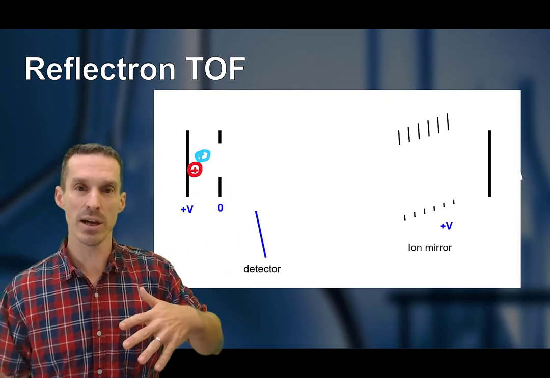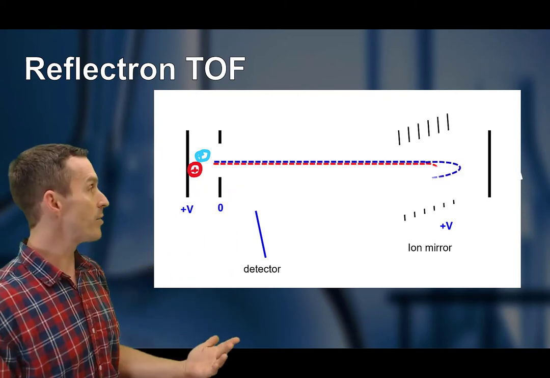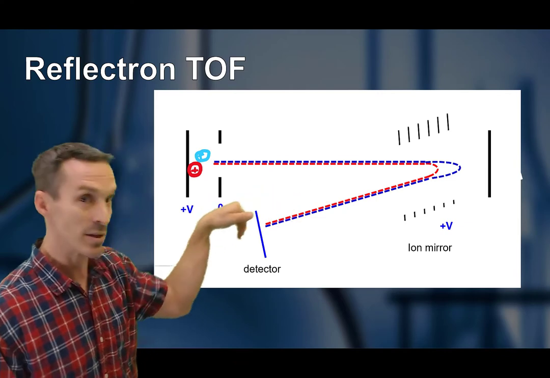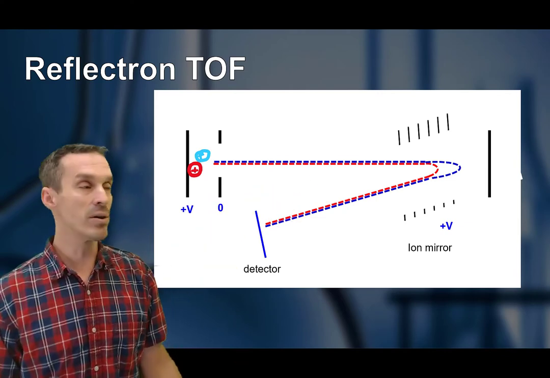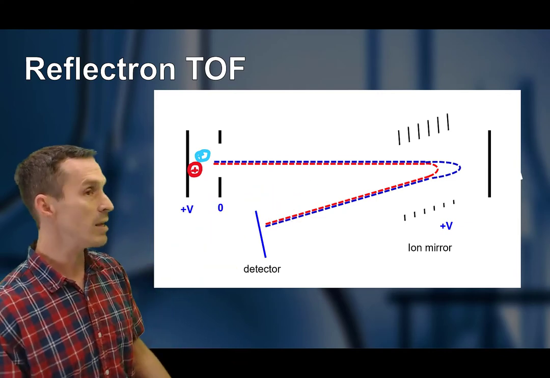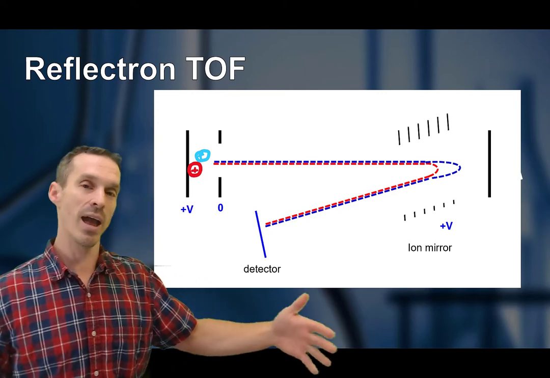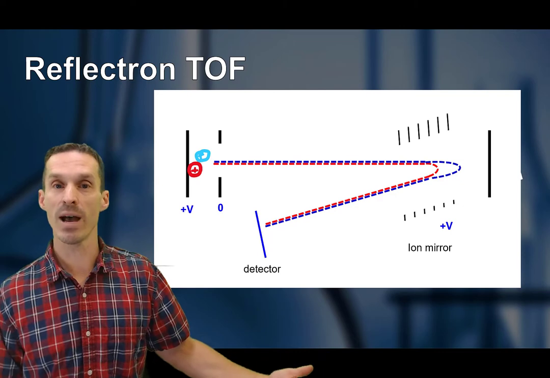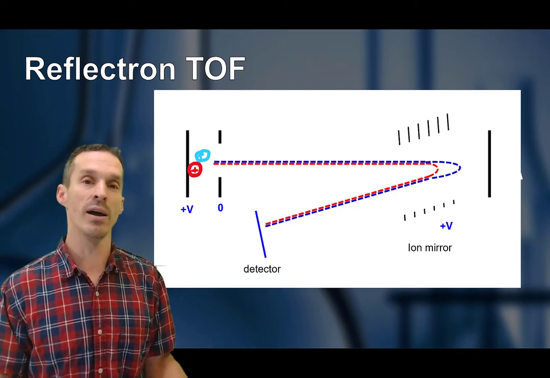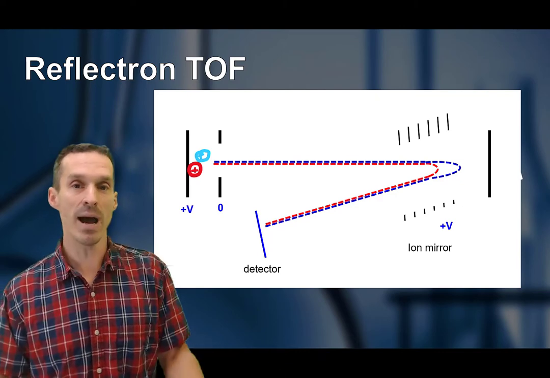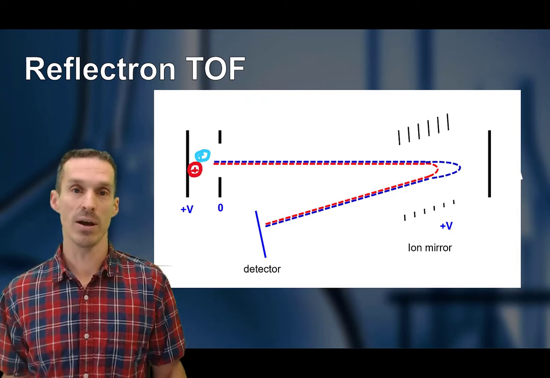You'd have to put the detector a little bit offset. So the path of these ions will be on a trajectory at an angle like that. But you can see that the ions that have higher energy go further down into the mirror. They travel further, which cancels out the fact that they were going faster. So this brings every ion of the same mass to charge back to the detector at the exact same time.